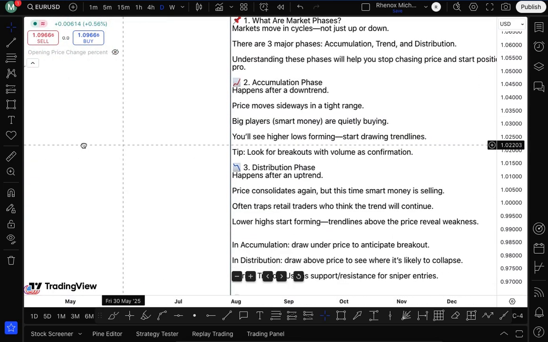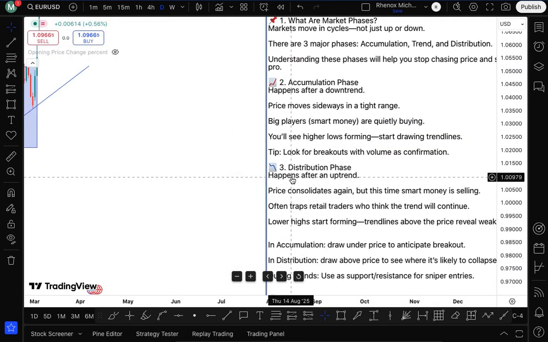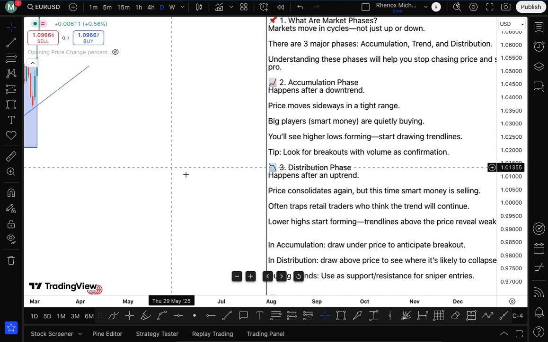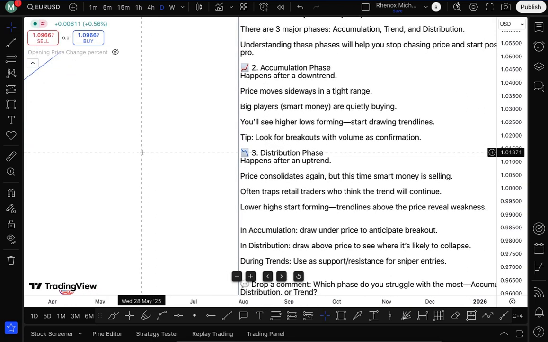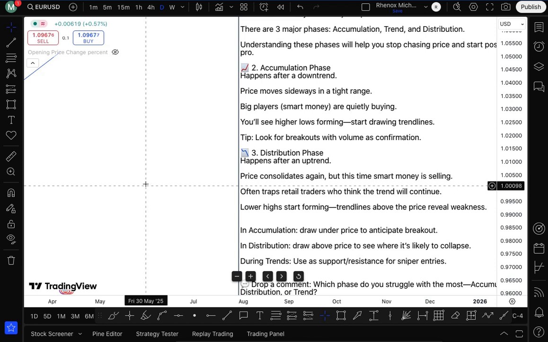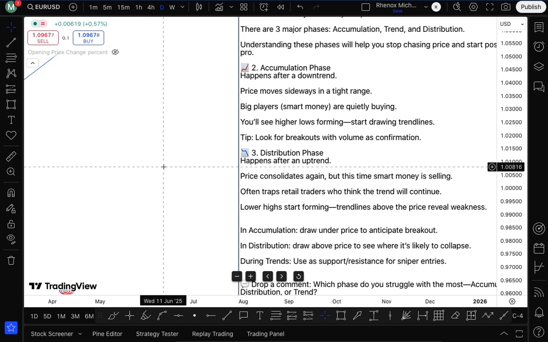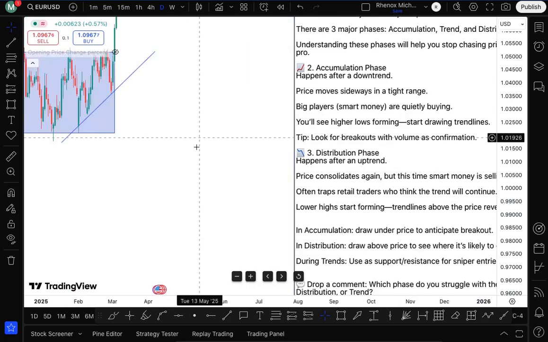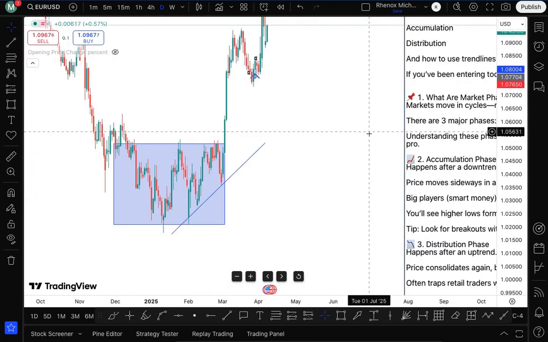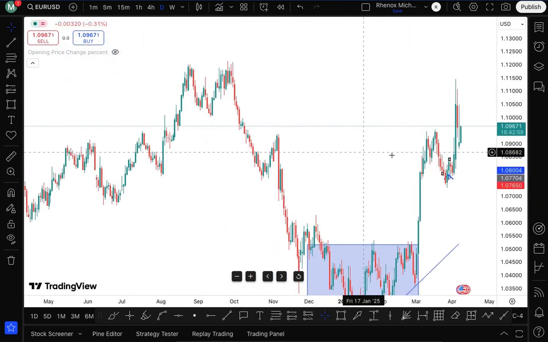Now, the next phase is the distribution phase. The distribution phase happens after an uptrend in the market. So price consolidates again, but this time, smart money is selling. That is, the big traders are selling. Alright, so most times, little traders who think the trend will continue get stopped out. Let me show an example of that on the chart.